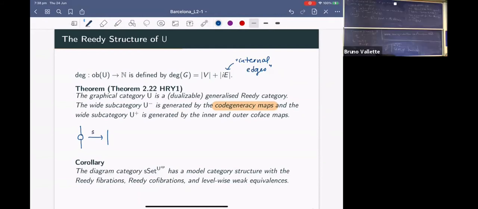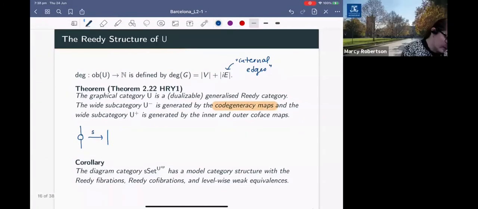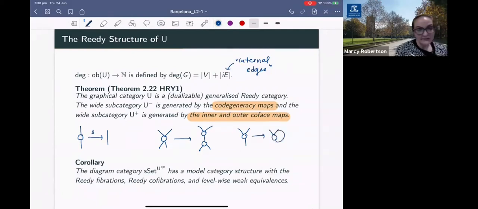And then my plus category is going to be generated by those elementary inner and outer coface maps. Okay, so remember that the inner coface maps are the things that explode a vertex and add an internal edge. So that's going to raise the degree. And the outer coface maps are these embeddings, which don't lower the number of vertices, but they do increase the number of internal edges. So they are going to raise the degree.